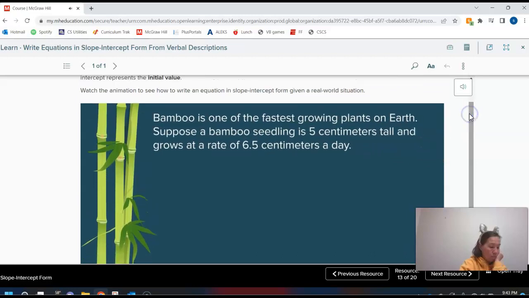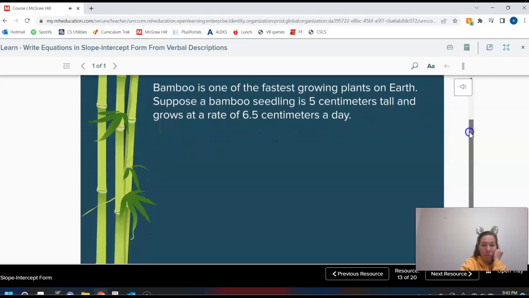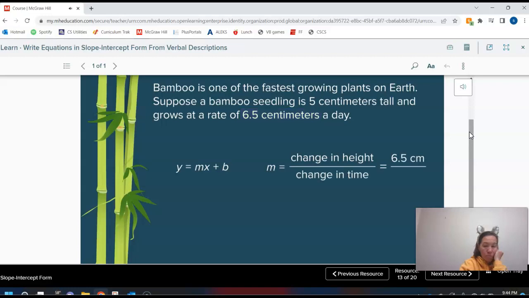You can write an equation in slope-intercept form to model this relationship. Bamboo is one of the fastest growing plants on Earth. Suppose a bamboo seedling is 5 centimeters tall and grows at a rate of 6.5 centimeters a day. In the slope-intercept form of an equation, m is the slope and b is the y-intercept. The slope represents the rate of change. For the bamboo plant, this is the change in height, 6.5 centimeters, divided by the change in time, 1 day, or 6.5 centimeters per day.